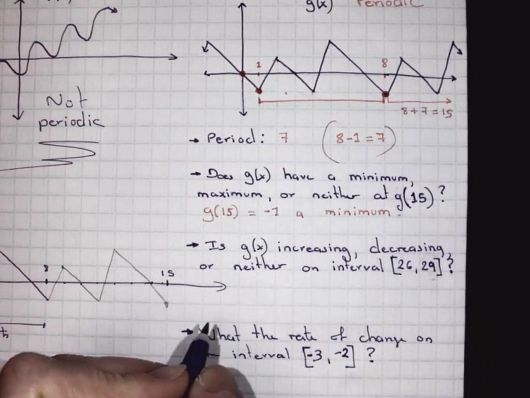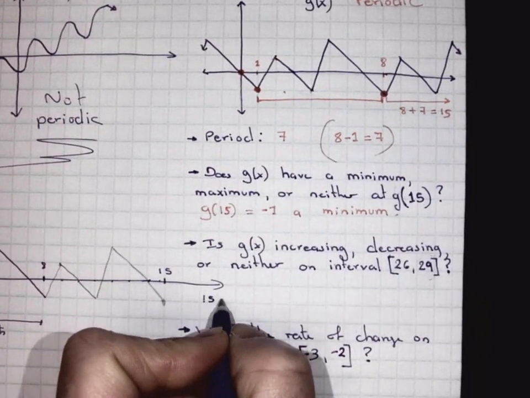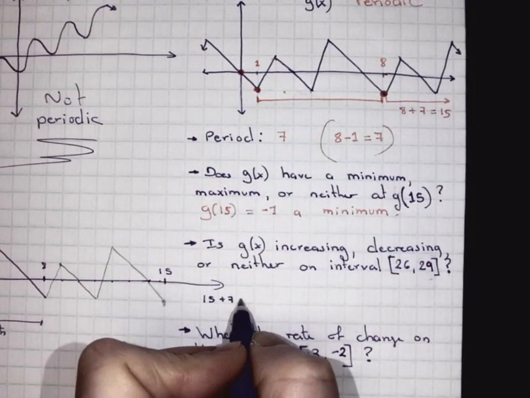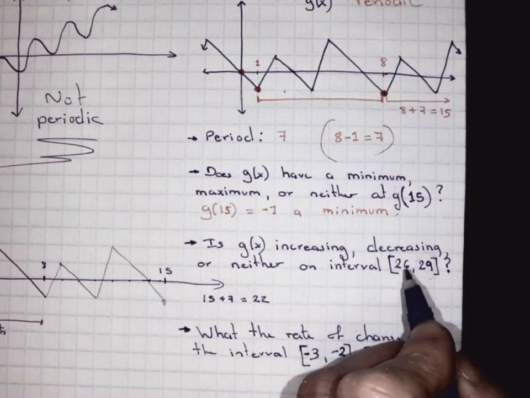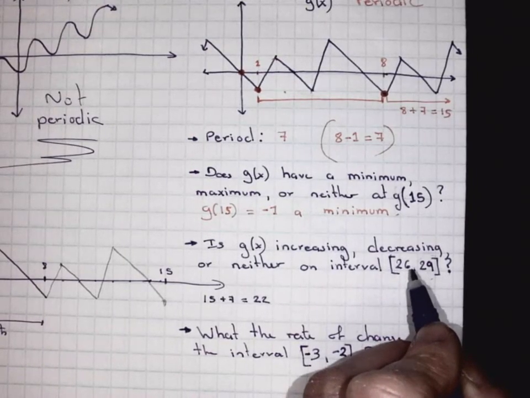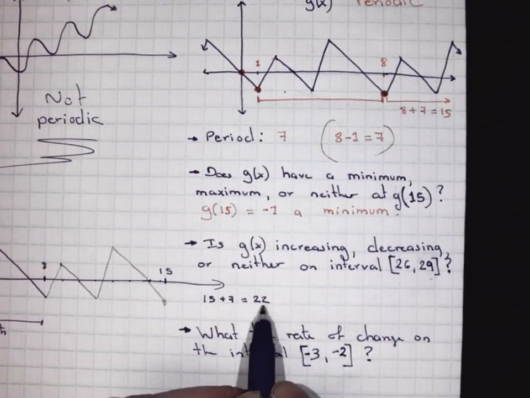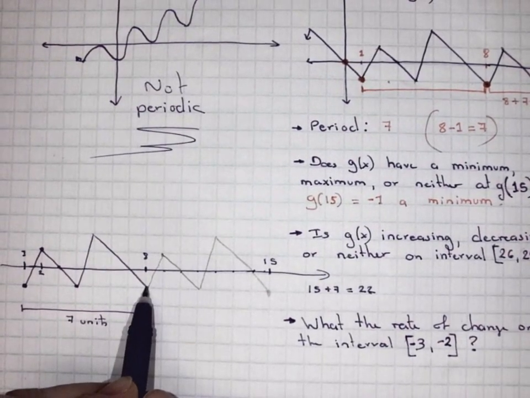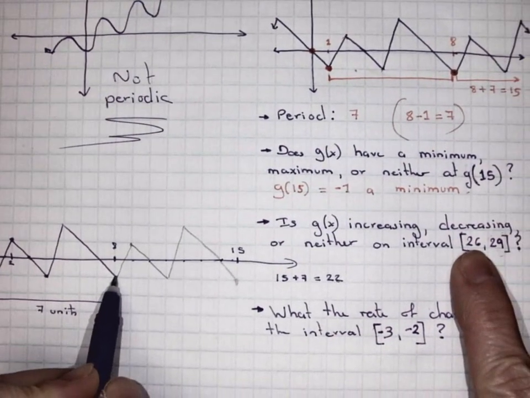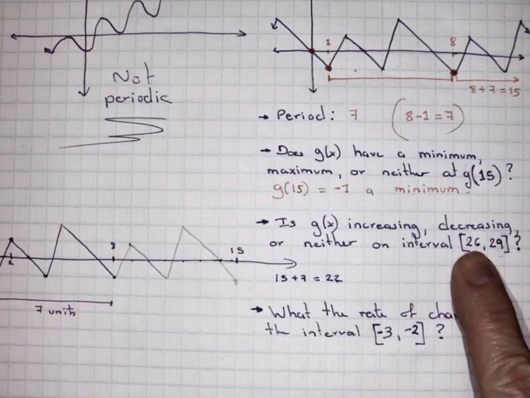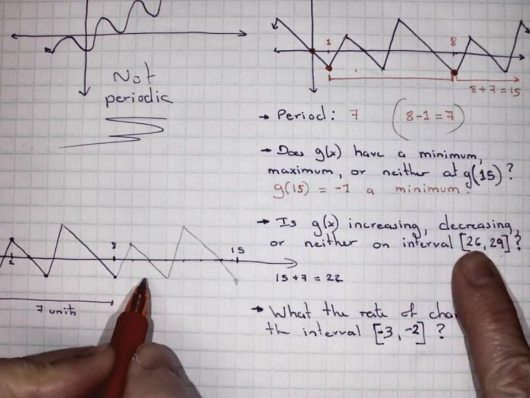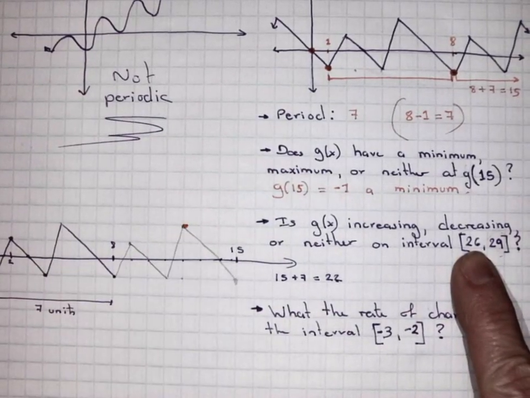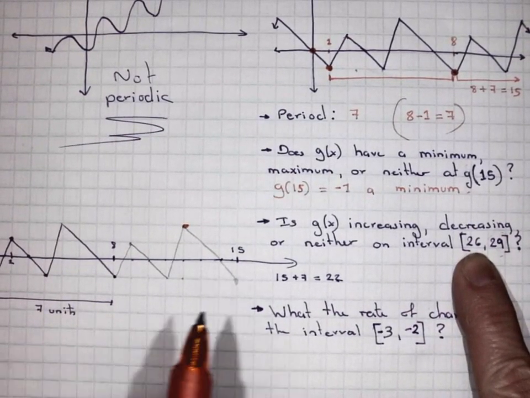So 15 plus 1 full cycle will take me where? Well, 15 plus 1 full cycle would be 22. I'm not quite there yet, but I'm far away from it. One full cycle would take me back down to a minimum point at the beginning, but 26 starts 4 units from there. So 4 units from there would be 1, 2, 3, 4. So I will be at a maximum at 26.